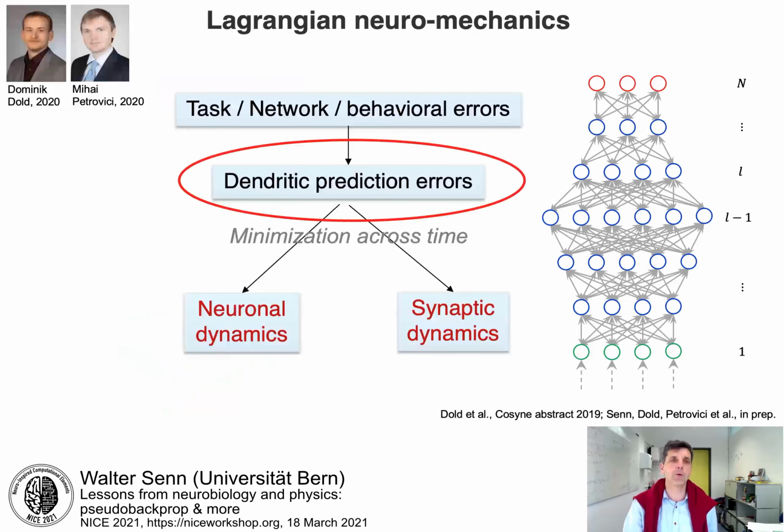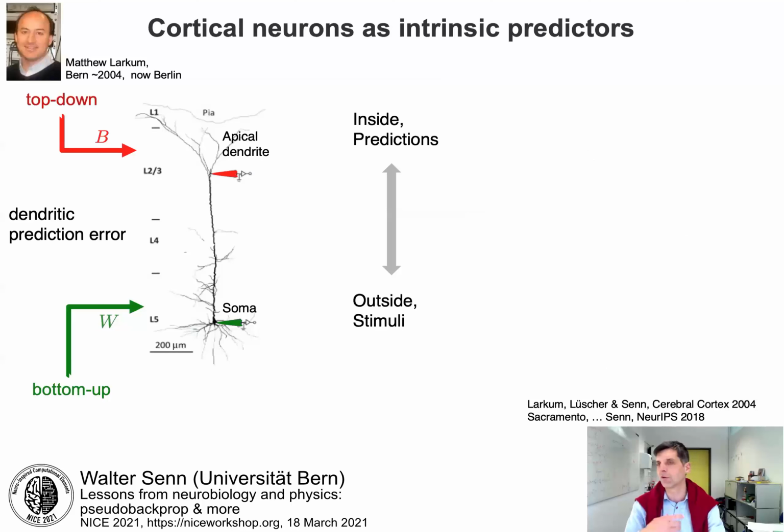And as I was mentioning, we start with a task and a network, and come up with this Lagrangian that is formed by these dendritic prediction errors, and from there we derive these neural dynamics. And the key now is these dendritic prediction errors that I would like to introduce here.